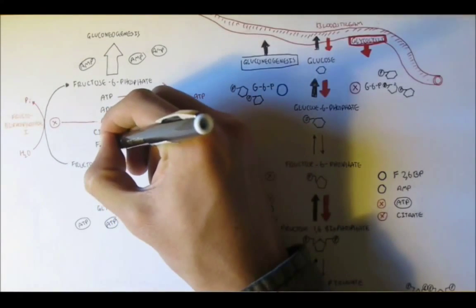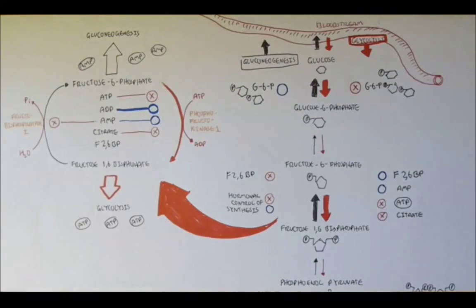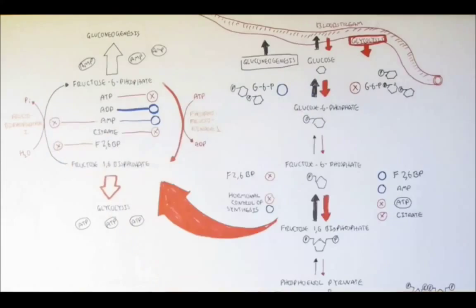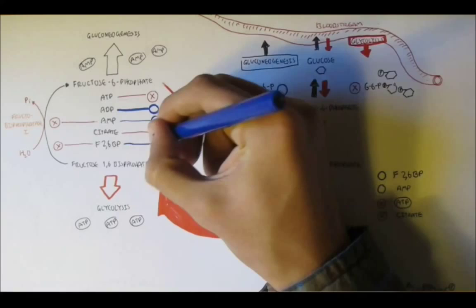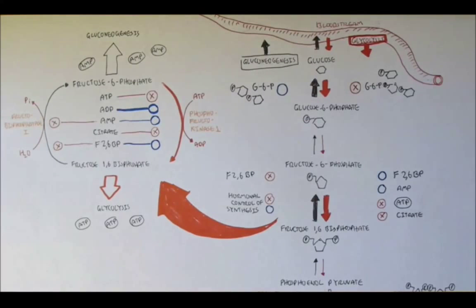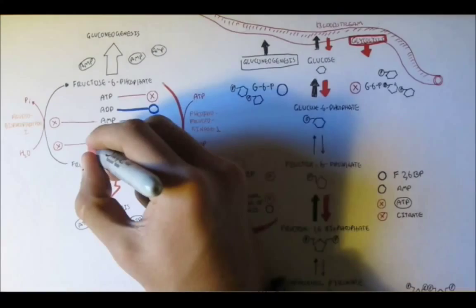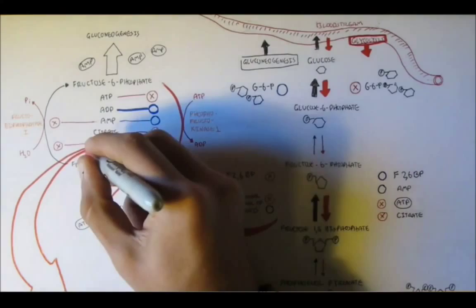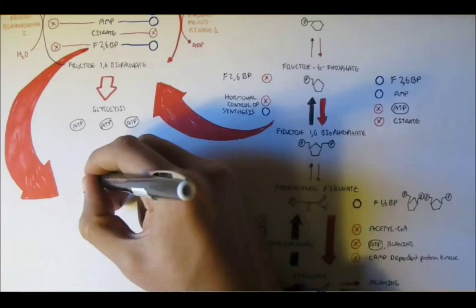And now most importantly, fructose 2,6-bisphosphate, a product, will inhibit fructose bisphosphatase 1 but stimulate phosphofructokinase 1. So fructose 2,6-bisphosphate, a product, will promote glycolysis but inhibit gluconeogenesis. So what is fructose 2,6-bisphosphate? Let's have a closer look.